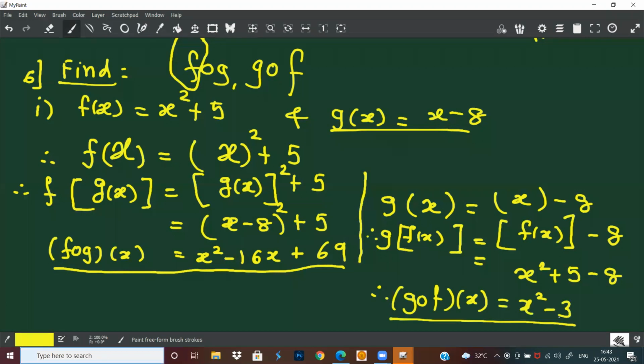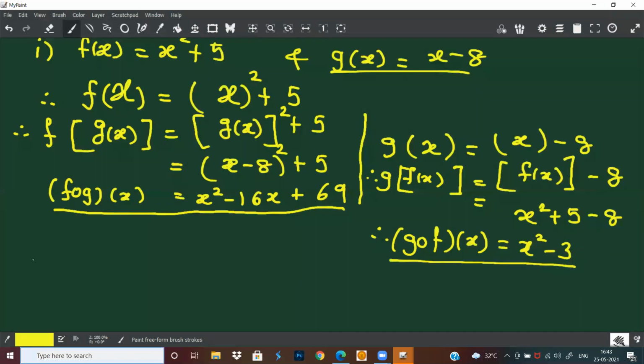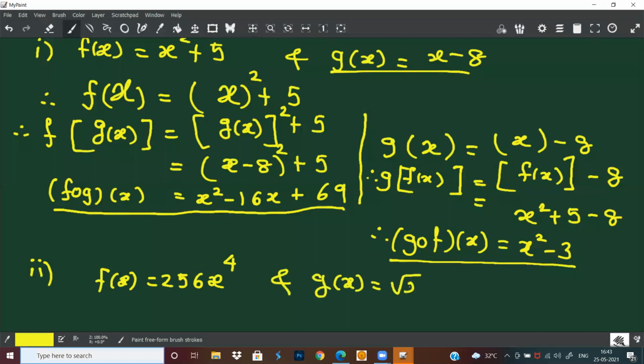Okay, do you want to try one? Take it, do it, you have to find both. f of x is 256x raised to 4 and g of x is root of x. Do both, f of g and g of f. If you understand this technique of writing, whatever they give you in the world, you have to get f of whatever square plus 5. Whatever means you just have to replace x by that whatever.